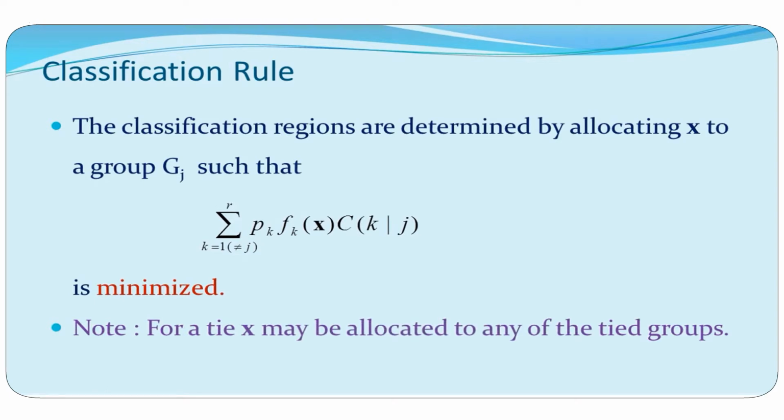If you have a tie, then x may be allocated to any of the tied groups. So if there are two groups, the second and the fourth group, which have the same minimum value, then you can allocate x to either one of these two groups.